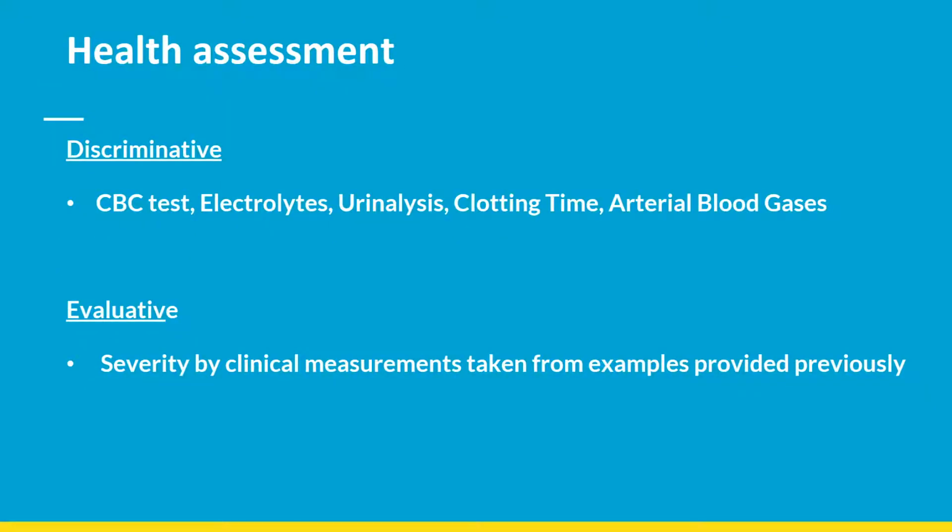For the health assessment, to discriminate whether the patient has it or not, you would use the complete blood count test, electrolytes, urinalysis, clotting time, and arterial blood gases like I listed above, and then evaluate to figure out the severity. Remember stages 1 through 4 by the clinical measurements taken from examples provided previously in the slideshow.